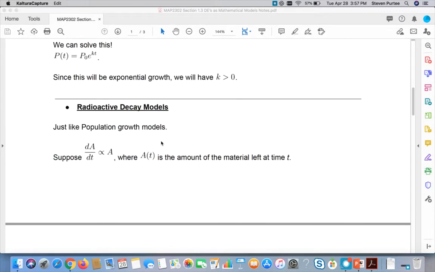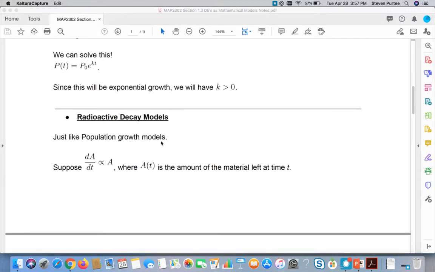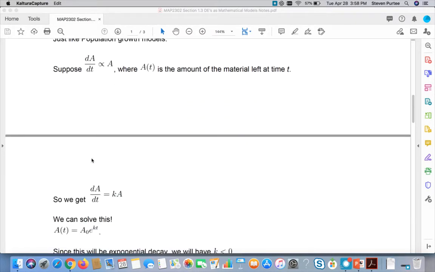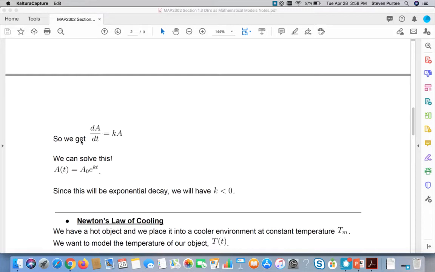Radioactive decay models are exactly like population growth. We assume that the amount of material we have is proportional to the rate of change of the material. So the more material you have, the faster it decays. So we write that as a DE.